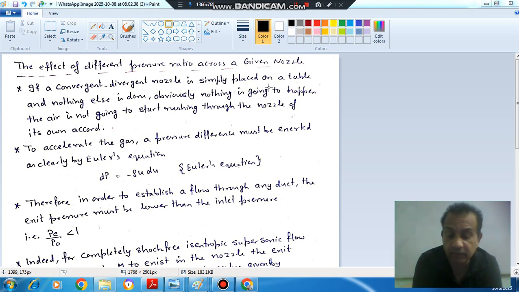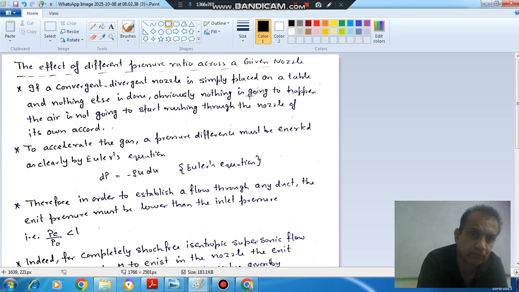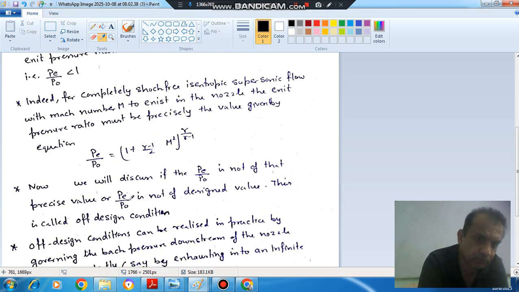Hello, welcome again. We are covering the subject compressible fluid flow for civil services, meaning IFS, and GATE aerospace exam, and we are covering the topic effect of different pressure ratios across a given nozzle. In this topic, we studied that this was the pressure ratio required to achieve this Mach number isentropically, and the Mach number was supersonic for a convergent divergent nozzle. And this is the design condition.